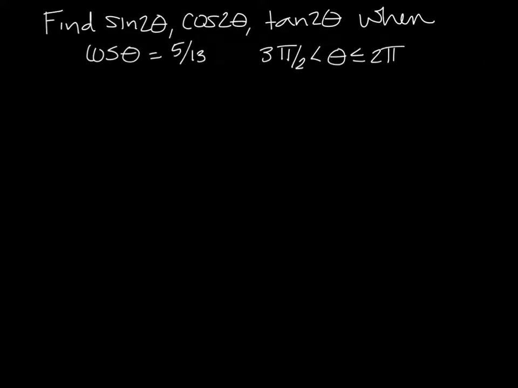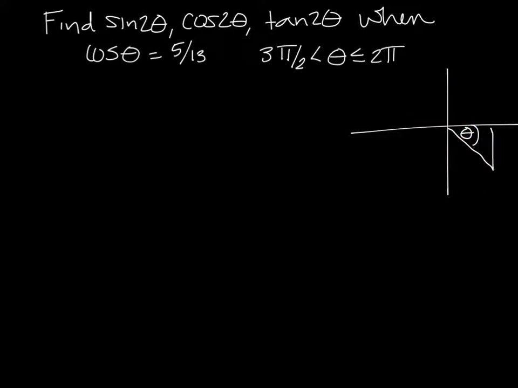So here, you're supposed to find sine of 2 theta, cosine of 2 theta, and tangent of 2 theta when you know what cosine of theta is. Now it's telling you theta is between 3 pi over 2 and 2 pi, which means theta is in the fourth quadrant. So this is where theta is. Now remember, we're finding sine of 2 theta. This is where theta is. 2 theta is somewhere else, but we don't know where. We're not told enough about theta to know where it is. All we know is where theta is.